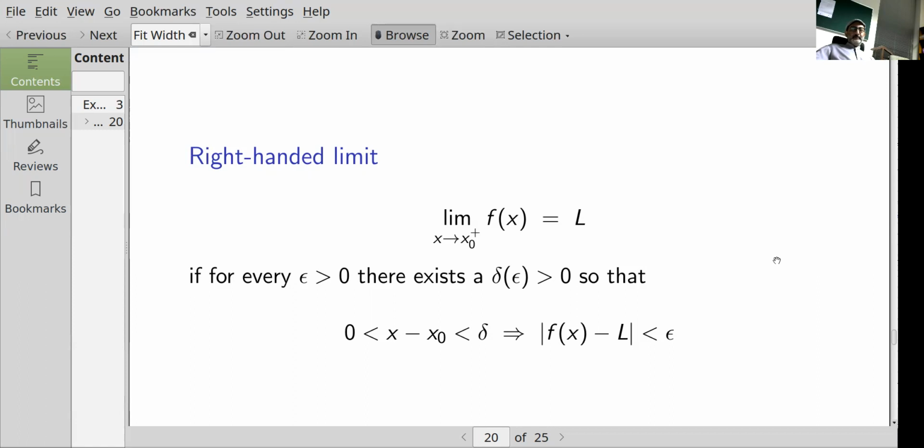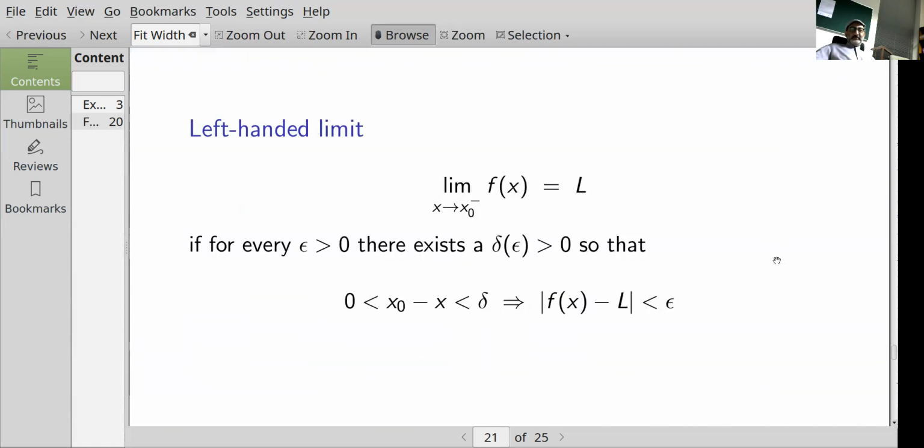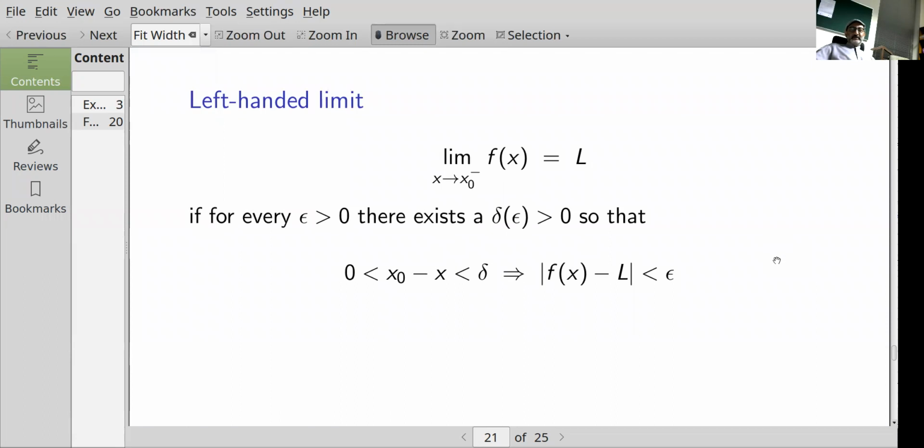in the right-handed limit. For the left-handed limit, something similar. The limit as x goes to x naught from the left of f of x equals L if for every epsilon greater than 0, there exists a delta dependent upon epsilon greater than 0, such that 0 less than x naught minus x less than delta implies that absolute value of f of x minus L is less than epsilon. And here we've dropped the absolute value and we've written x naught minus x because x naught is supposed to be bigger than x if x is approaching from the left.